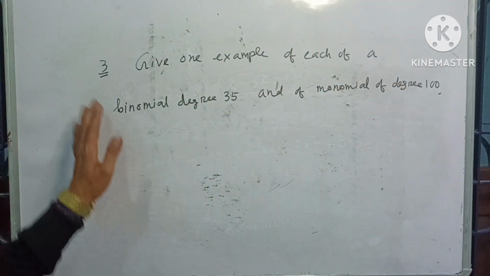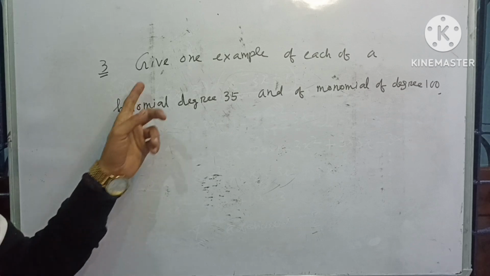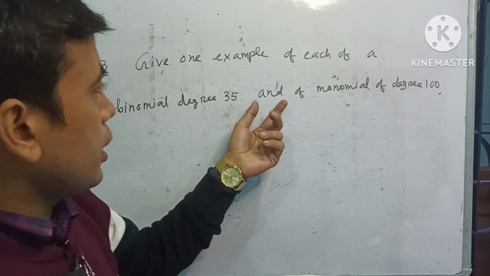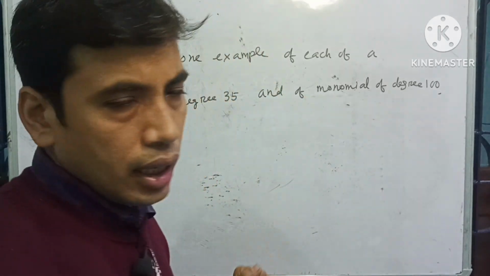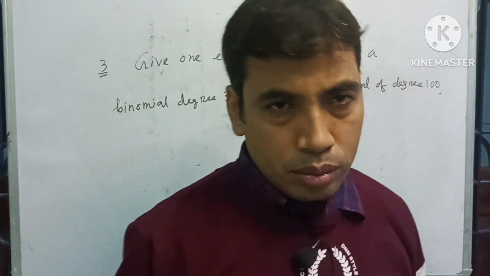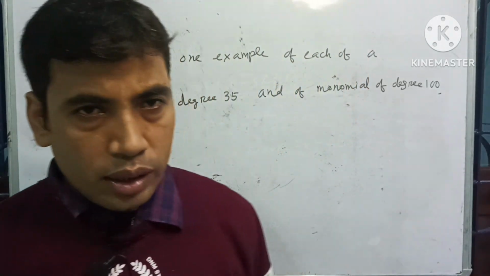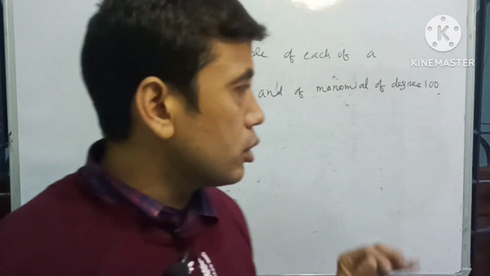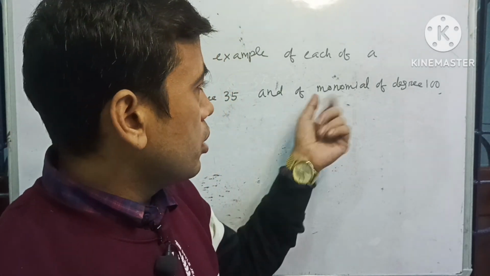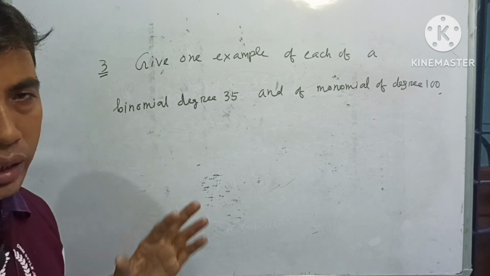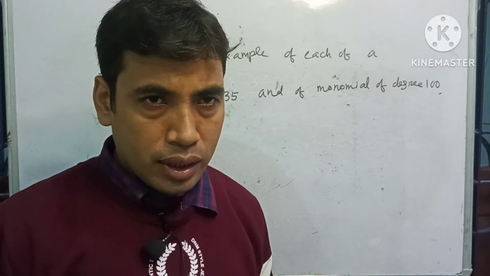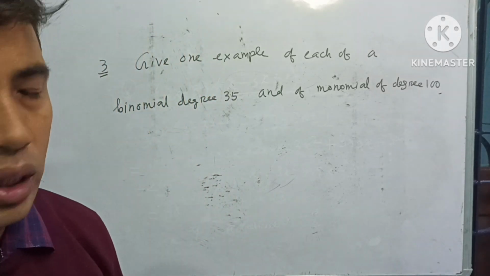Now see the example 3. What is given? Give one example each of a binomial of degree 35 and of a monomial of degree 100. I have already discussed that polynomials which have only two terms are called binomial, and a polynomial which has only one term is called a monomial. So here we need a binomial, that means a polynomial which has two terms.